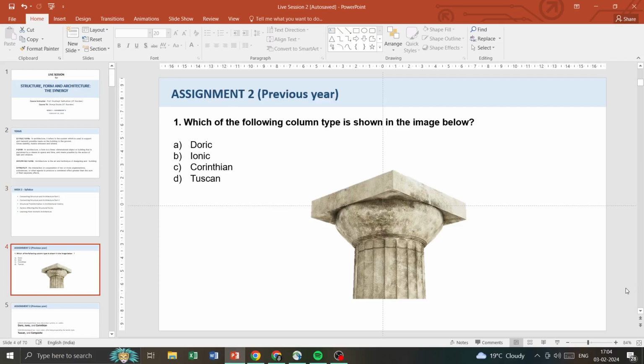So assignment 2, previous year question 1. Which of the following column types is shown in the image below? An image has been given of a column type, and 4 options have been given: Doric, Ionic, Corinthian and Tuscan. I will quickly describe what all these orders look like so that you have a better understanding.